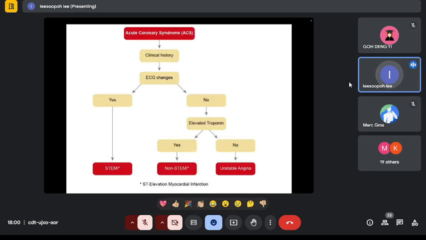All right. So how do we differentiate all three of them? Of course, clinical history is important, but with history alone, you cannot differentiate these three types of ACS. Mainly, we need the ECG, and also we need the troponin. If there is ST elevation in the ECG with chest pain, it's called STEMI. If the patient has typical chest pain and there is elevated troponin, it's non-STEMI. If there is chest pain but no elevated troponin, it will be unstable angina. Okay, is everyone clear about this concept?